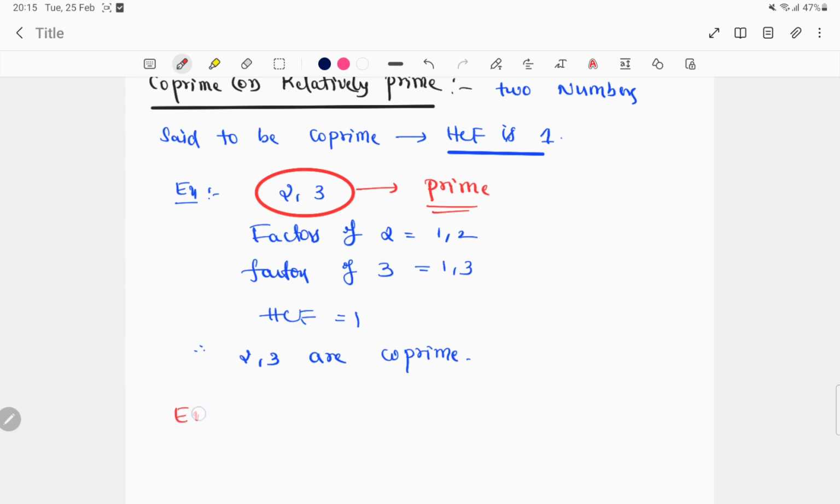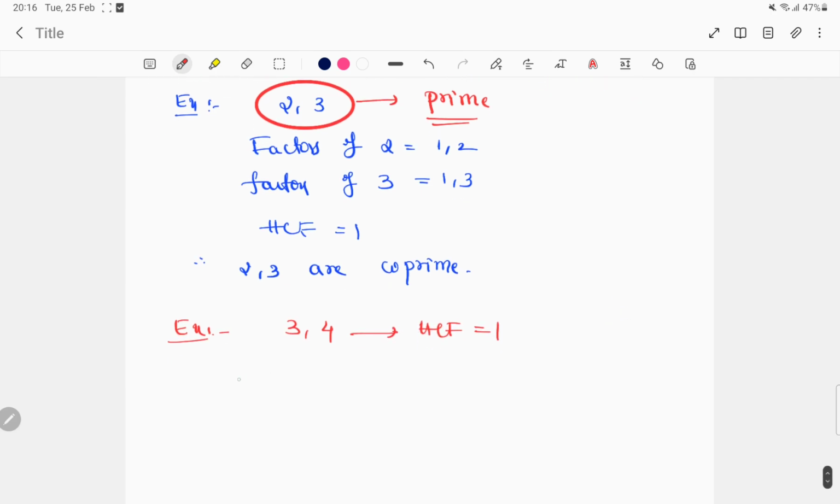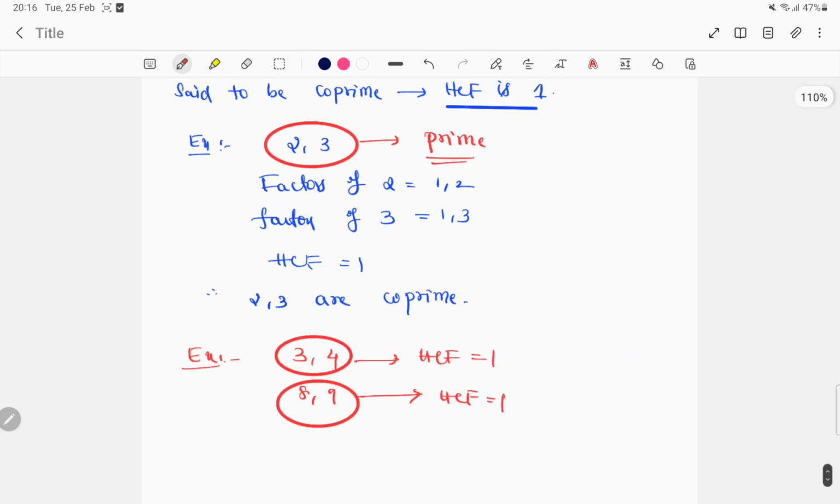For example, I am taking another one, 3 comma 4. This HCF is also 1 only. Next, one more example, 8 comma 9. This HCF is 1 only. So here it is 1 composite and 1 prime, and this is 2 composite. Here there are no restrictions. You can take any numbers, but HCF must be 1. There are 3 cases here: 2 prime numbers, 1 prime and 1 composite, 2 composite.